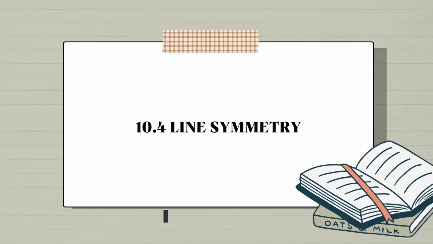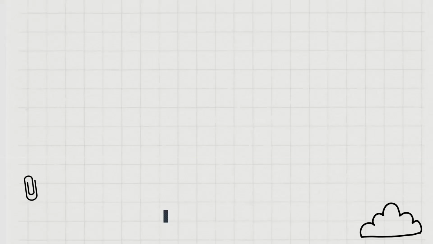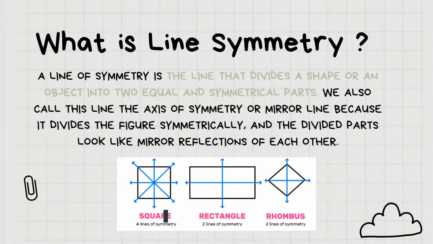Line symmetry. What is line symmetry? A line of symmetry is the line that divides a shape or an object into two equal and symmetrical parts. We also call this line the axis of symmetry or mirror line because it divides the figure symmetrically, and the divided parts look like mirror reflections of each other. These are examples of line symmetry.